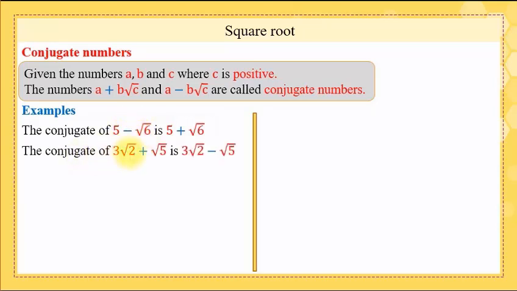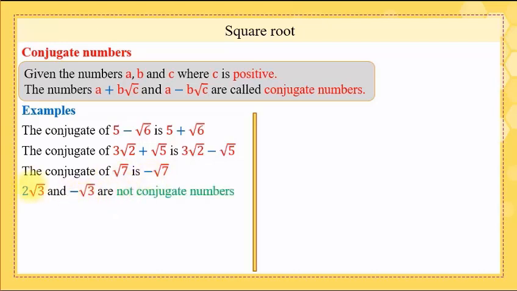The conjugate of 3 radical 2 plus radical 5 is 3 radical 2 minus radical 5. Also, we change only the sign of radical 5 from plus to minus. The conjugate of radical 7 is minus radical 7. Also, we change the sign of radical 7 from plus to minus. 2 radical 3 and minus radical 3 are not conjugate numbers.